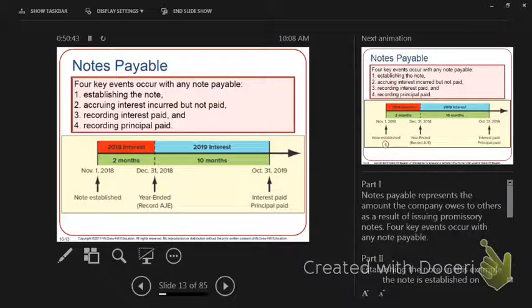100,000, interest payable, 6,000, and cash, 106,000. I think you guys were combining that, all right?